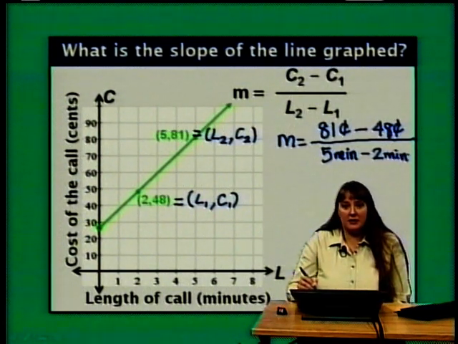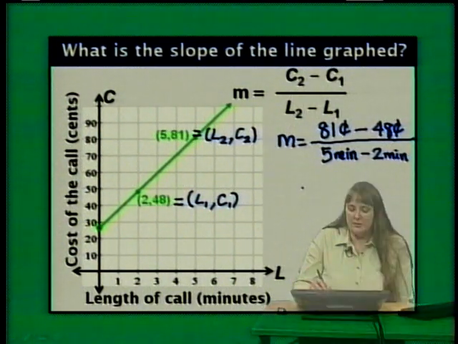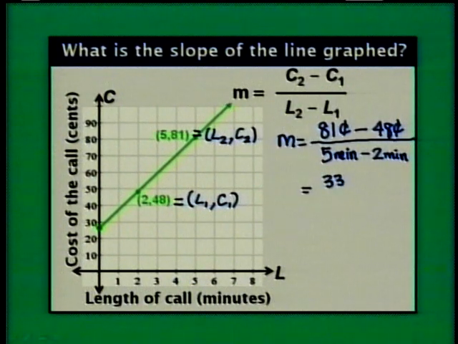And when I do this calculation, 81 minus 48 is 33, so I have 33 cents over 5 minutes minus 2 minutes is 3 minutes. 33 divided by 3 is 11, so I have 11 cents per minute.